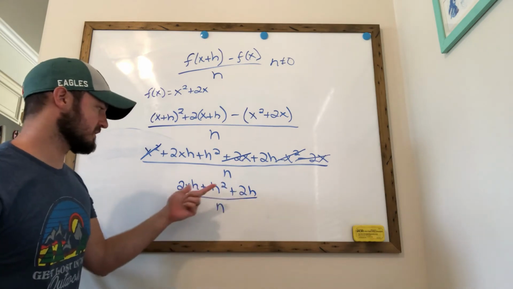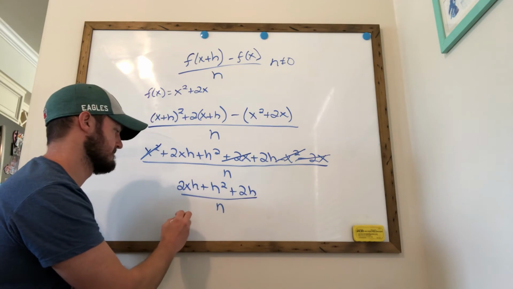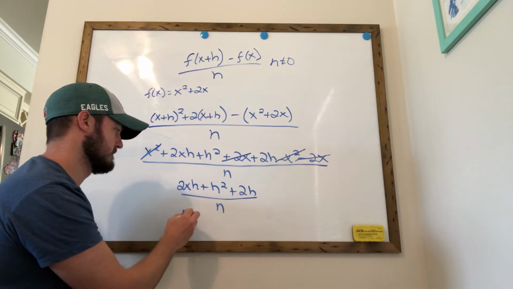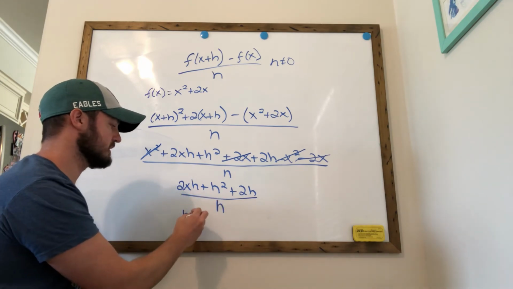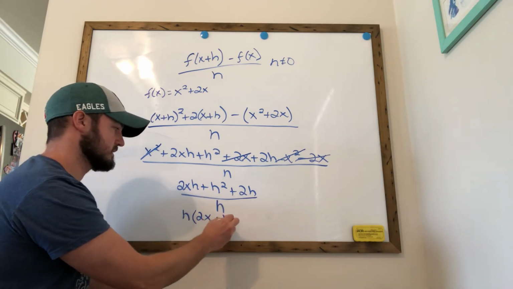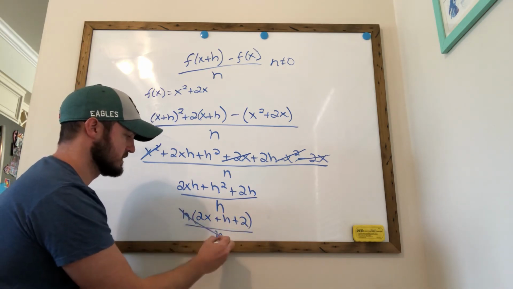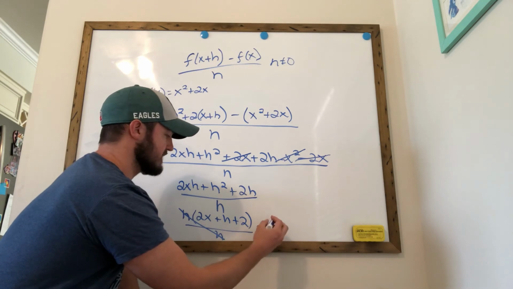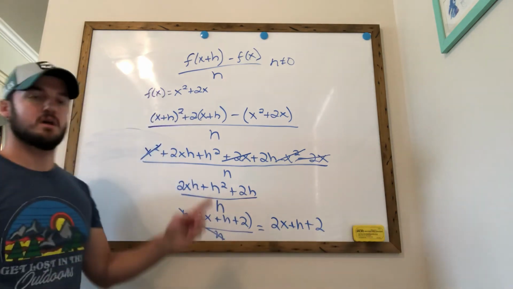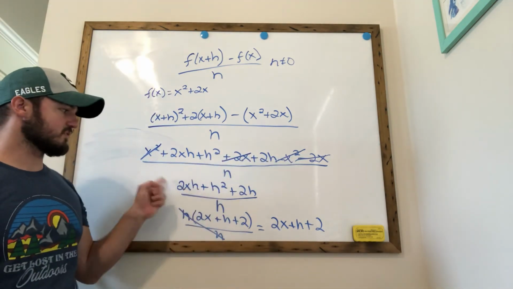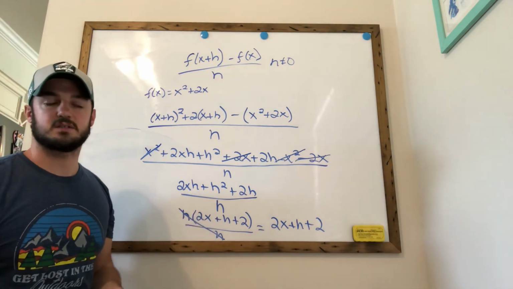And you can even go a little bit farther with that. You can factor out that h there. You can factor out one h anyway, and make it 2x plus h plus 2 all over h, and then it cancels. And this should happen almost every single time, where things are going to cancel out up here, you should be able to factor something out and it should cancel. Now I say that every time, it's like 99% of the time.